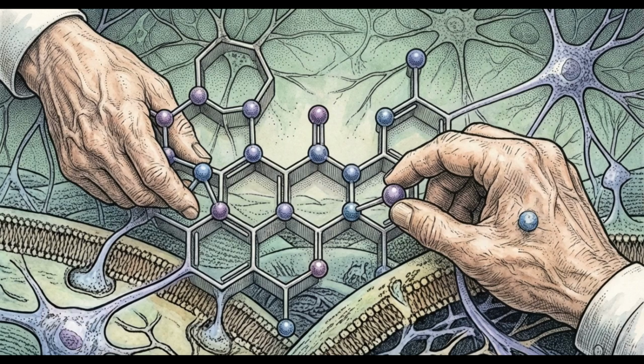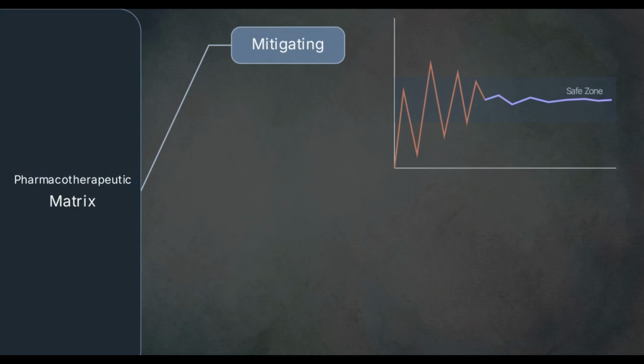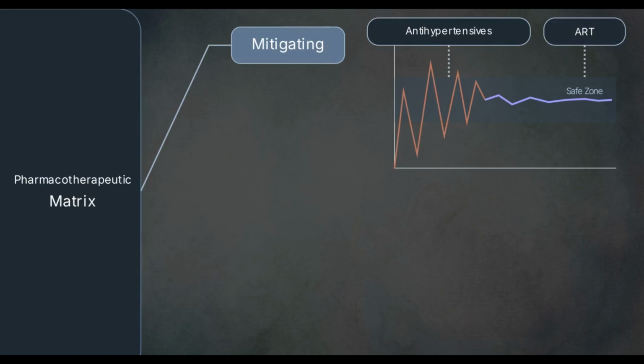For chronic, incurable conditions, the clinical strategy shifts from eradication to long-term management. This is the mitigation objective, to control the disease, slow progression, and maintain stability. Clinicians use antihypertensives for safe blood pressure or antiretroviral therapy to keep HIV undetectable.